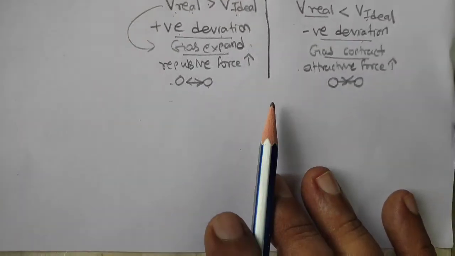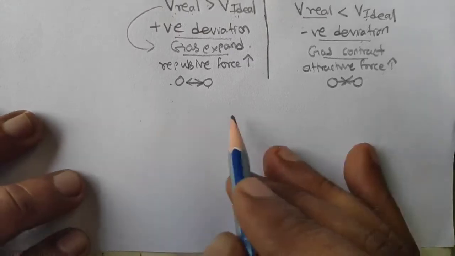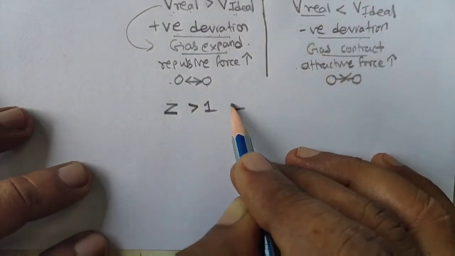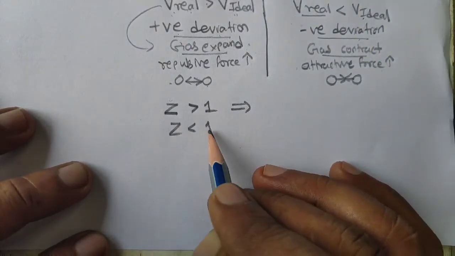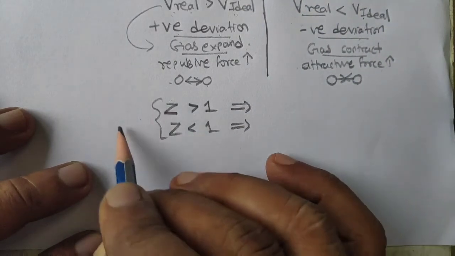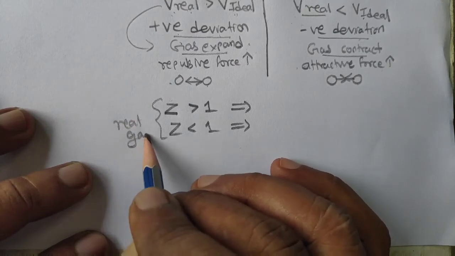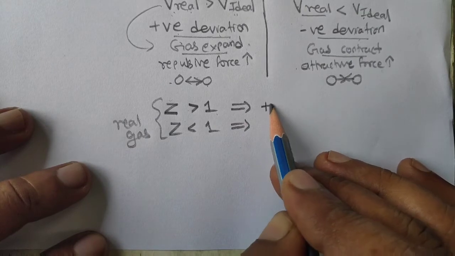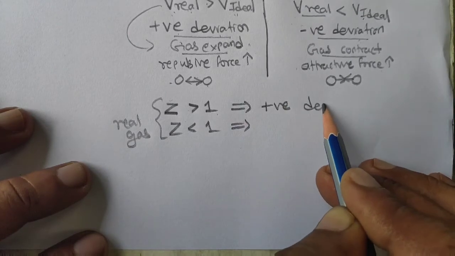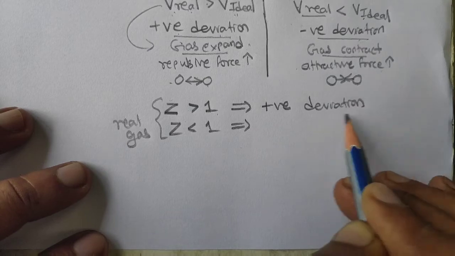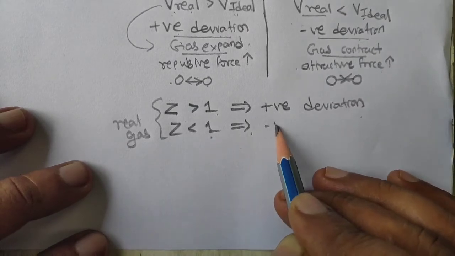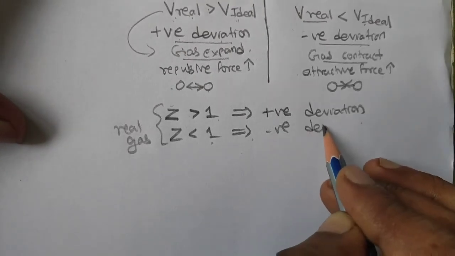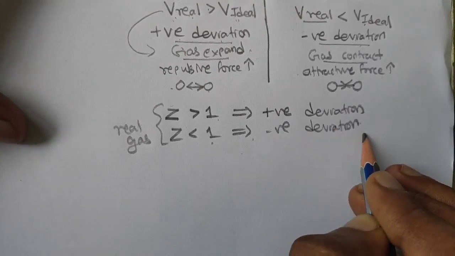So now when we talk about Z greater than 1, or Z less than 1, these both are behavior of which gas? Real gas, right? So Z greater than 1, this is which deviation? Positive deviation we see from ideal gas. Z less than 1, we see which deviation? Negative deviation from ideal gas.